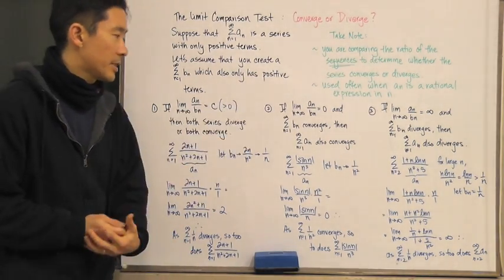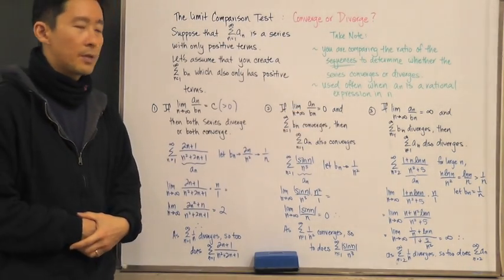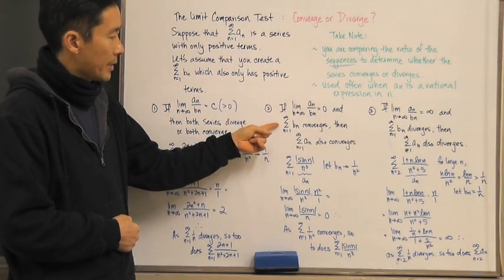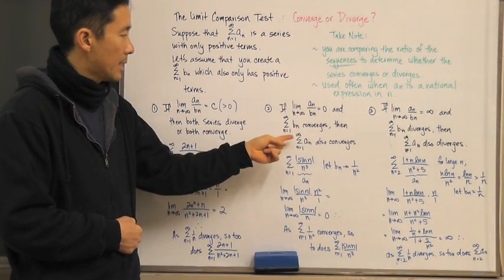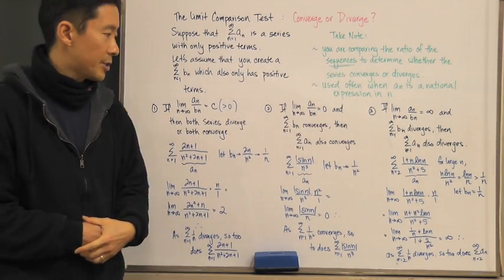Alright, let's take a look at another example. This time, let's see what happens when the result is equal to 0. Now, if we know that the result is 0, and we know that the infinite series of b sub n converges, then we know that the infinite series of a sub n also converges.